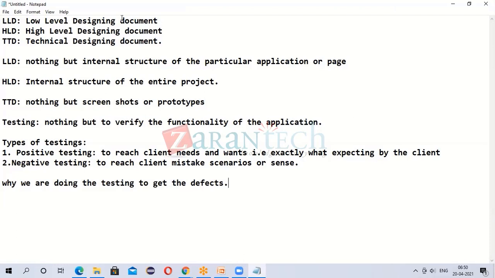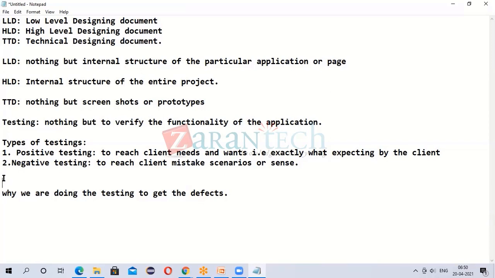So what is testing? Nothing but to verify the functionality of the application. How many types of testing will be there? One is positive testing, and the other is negative testing. Why positive testing? To reach client needs and wants. Why negative testing? To reach client mistakes. Why testing? We are doing the testing to get the defects.